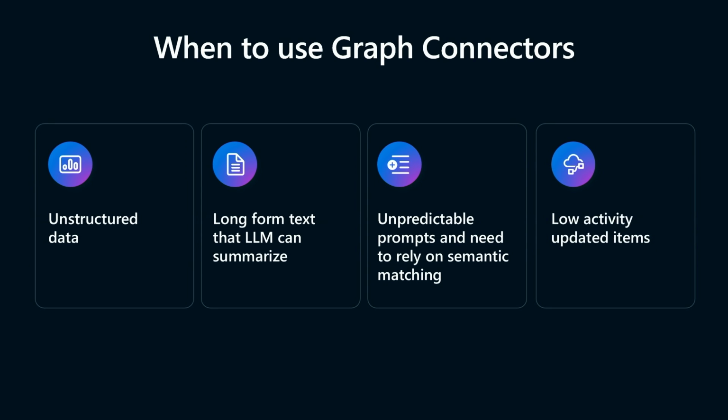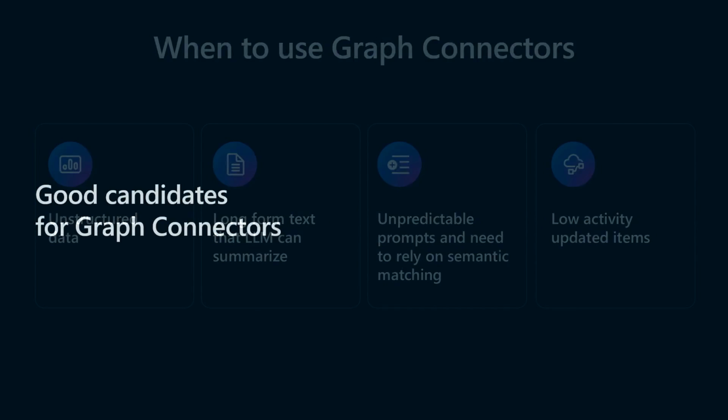A thing to call out is obviously the fact that it's punching things into the index in the Microsoft Graph, which means that from a scalability perspective and us defending our API and our service quality, we can't really have you indexing systems that are very high throughput, very high transactions. And so we look for systems in this place that are more low activity, updated items.